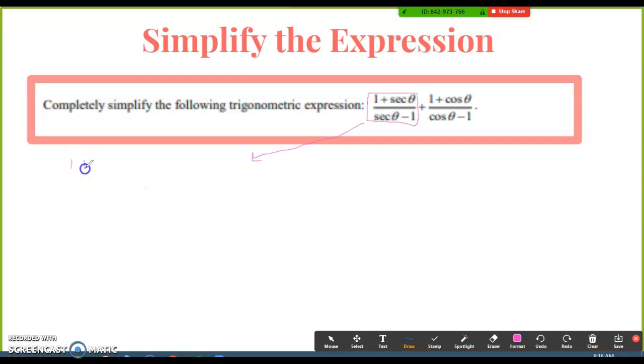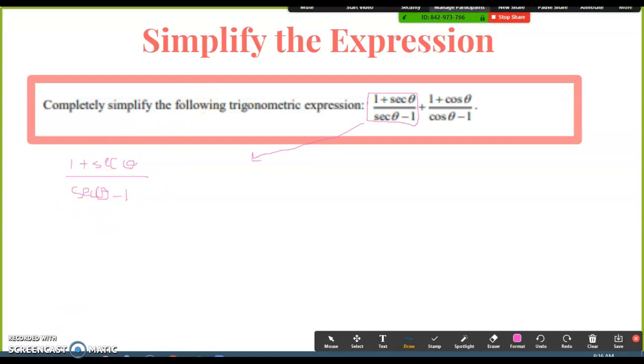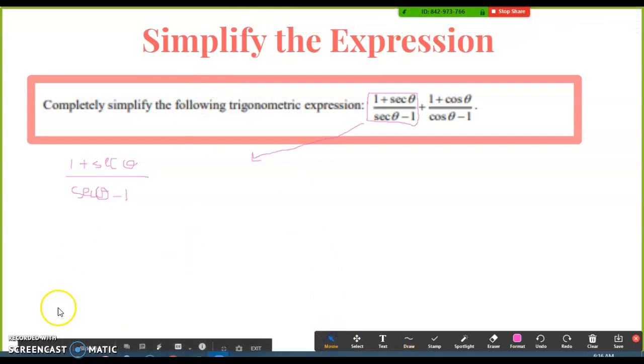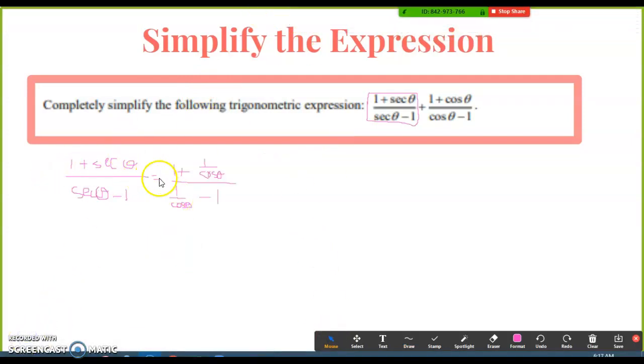I have a 1 plus secant of theta over secant of theta minus 1. And right now I encourage you just to pause the video, rewrite it in terms of sine and cosine. Okay, did you get what I got? Let's briefly explain what I did.